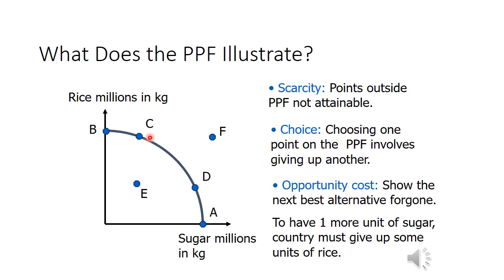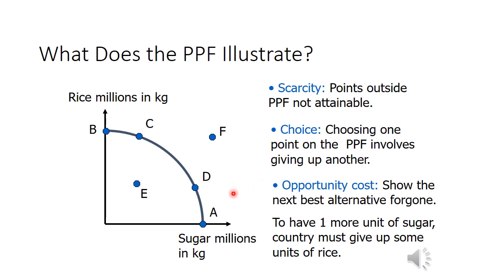Now, because things are not enough, you've got to choose. You can choose to produce all rice, point B, all sugar, point A, or combination C or D. When you make a choice, you must give up some of the other. From point B to point C, you can see that the amount of rice goes down a little bit, but you get some sugar. So to obtain one, you must give up some of the other.